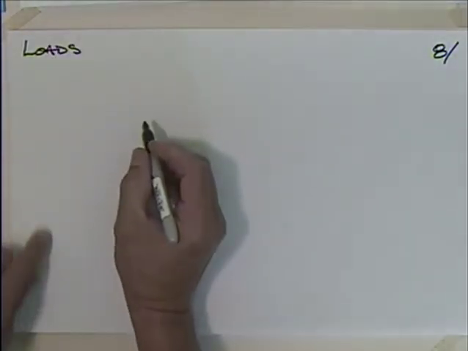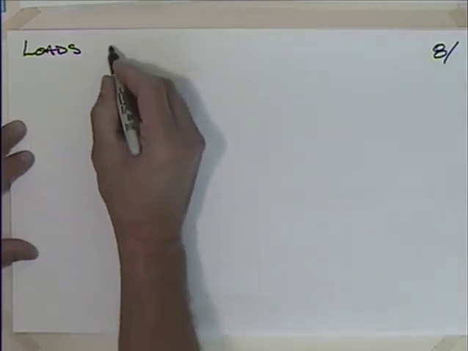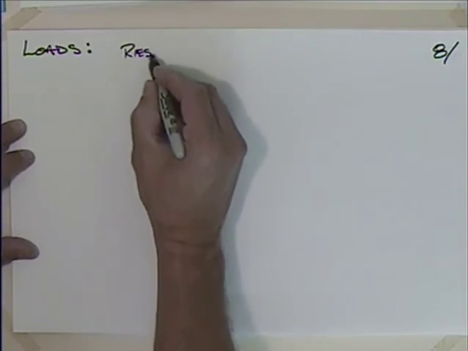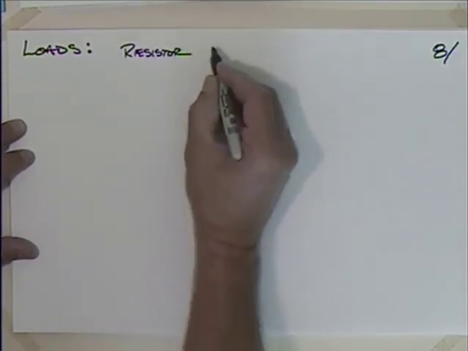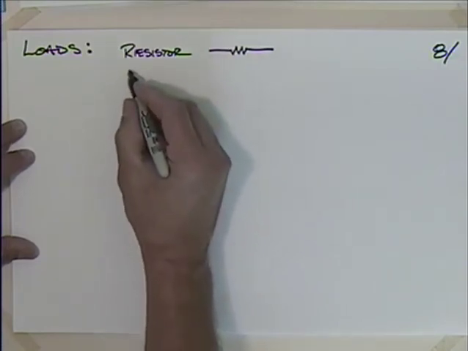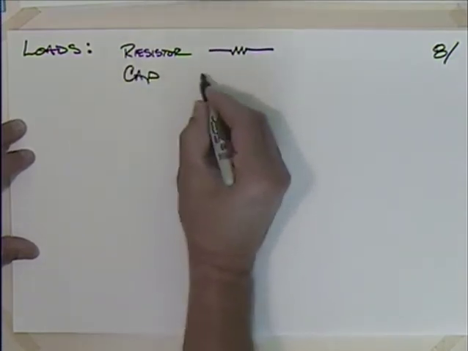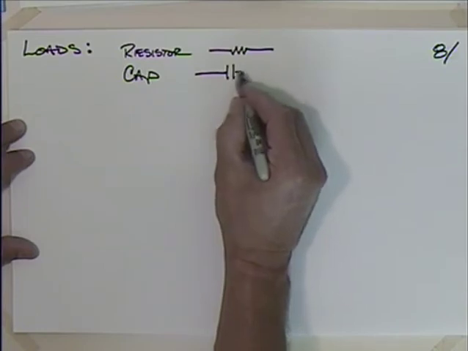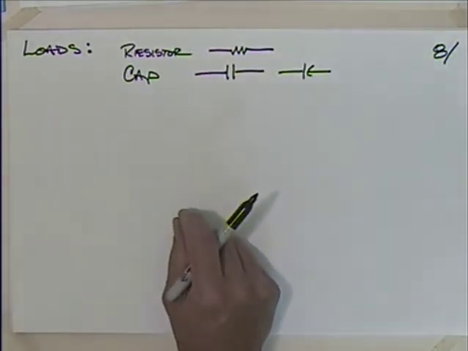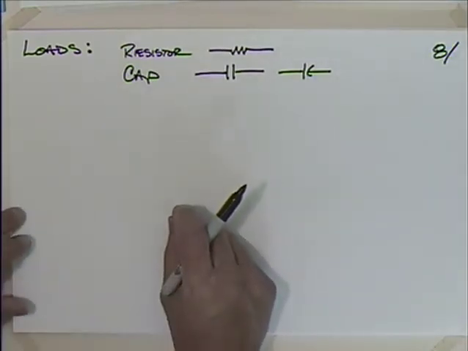There's three possibilities for loads. We could have resistive loads. The symbol for a resistor is going to look like that. We could have a capacitive load. The symbol for a capacitor looks like that, or sometimes we'll draw them like that. It means a little bit different whether it's electrolytic or not.